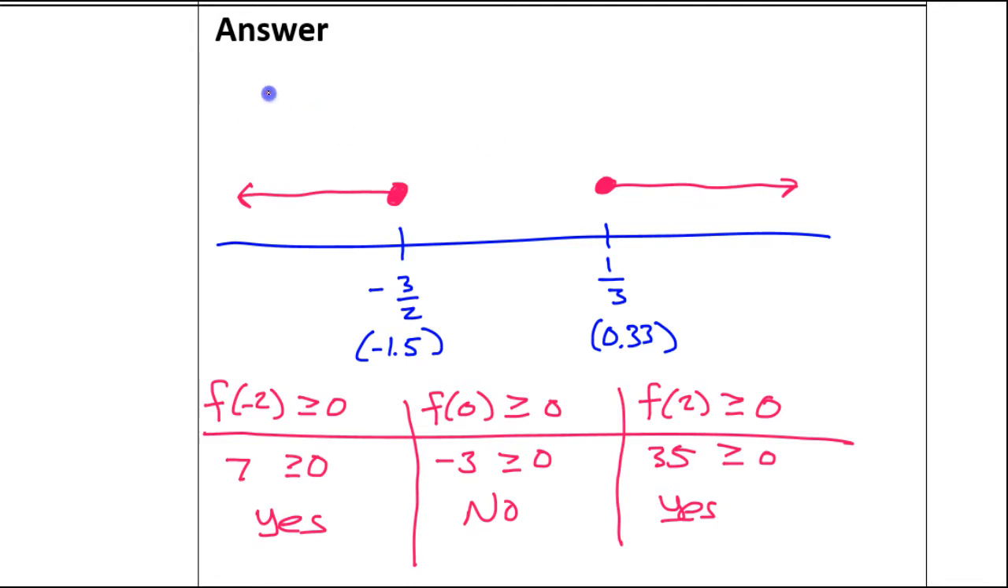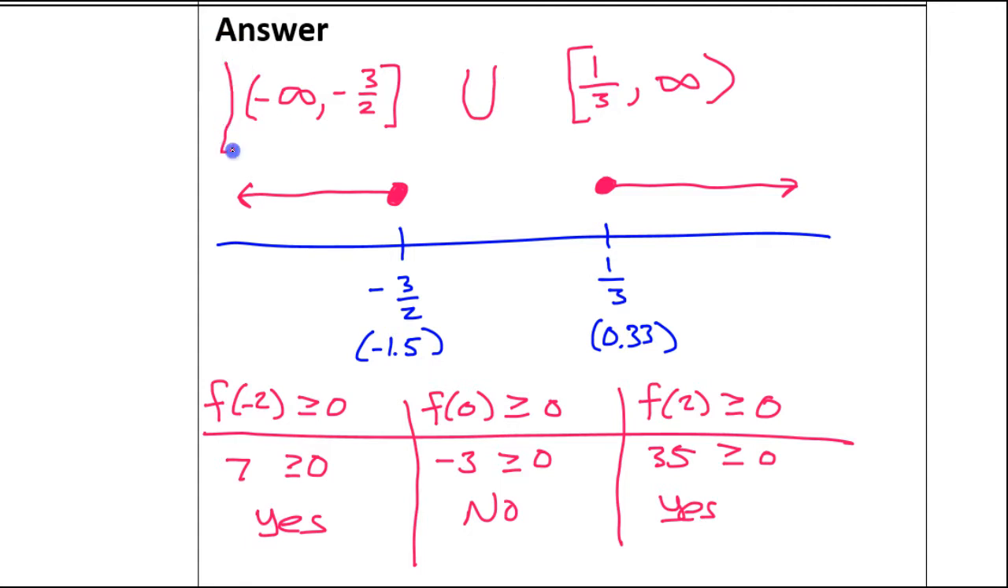So I will represent them in interval notation this way. This first interval goes from negative infinity to negative 3 over 2, including negative 3 over 2, so use a bracket. This interval on the right goes from 1/3 to positive infinity, including 1/3, so use a bracket. When your solution set is in two pieces, you're going to use a union symbol to join them together. So this is your solution in interval notation.